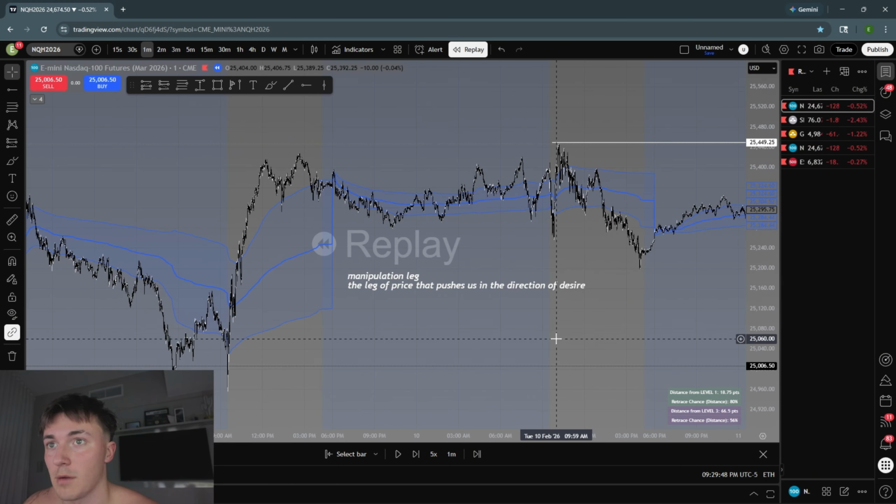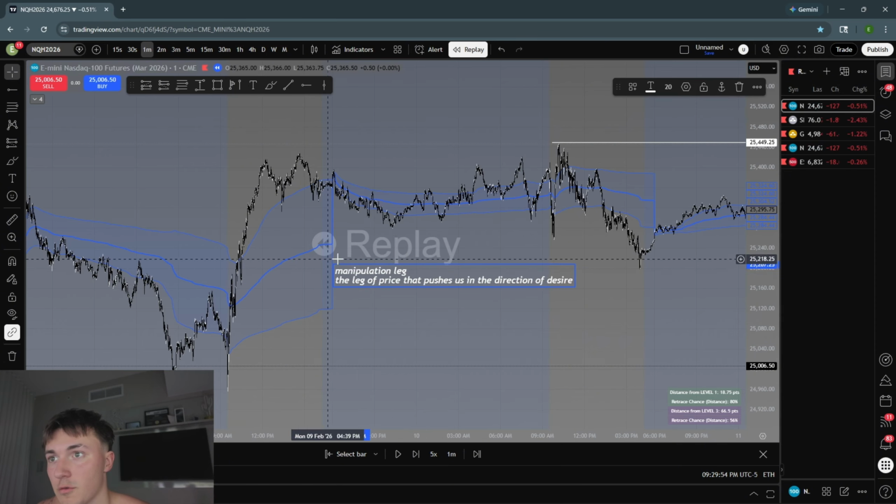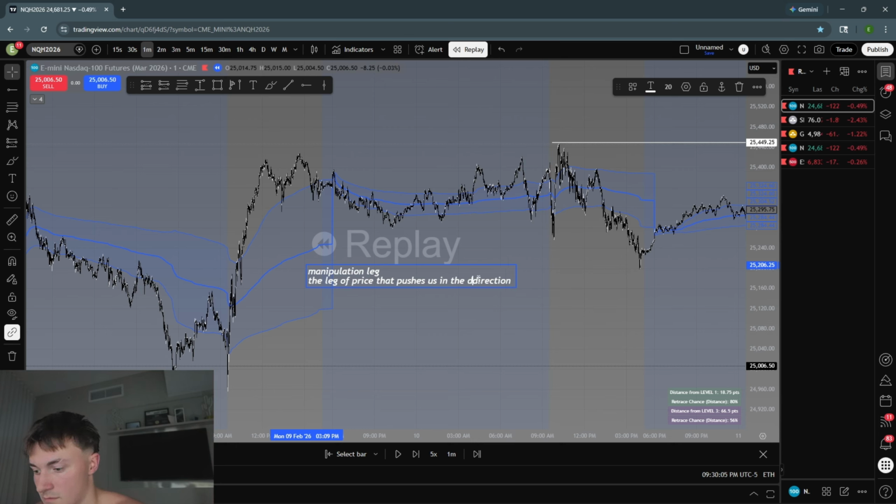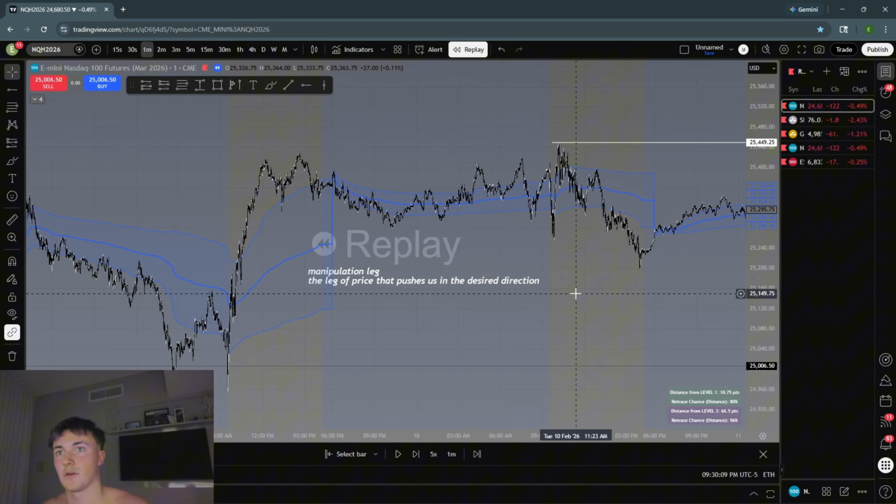You guys should probably look into this, okay? Take a screenshot, do whatever you want with it, okay? Manipulation leg, what are we looking for? The leg of price that pushes us in the direction of desire, or the desired direction. I don't know why I didn't just say that. There we go, in the desired direction, okay?